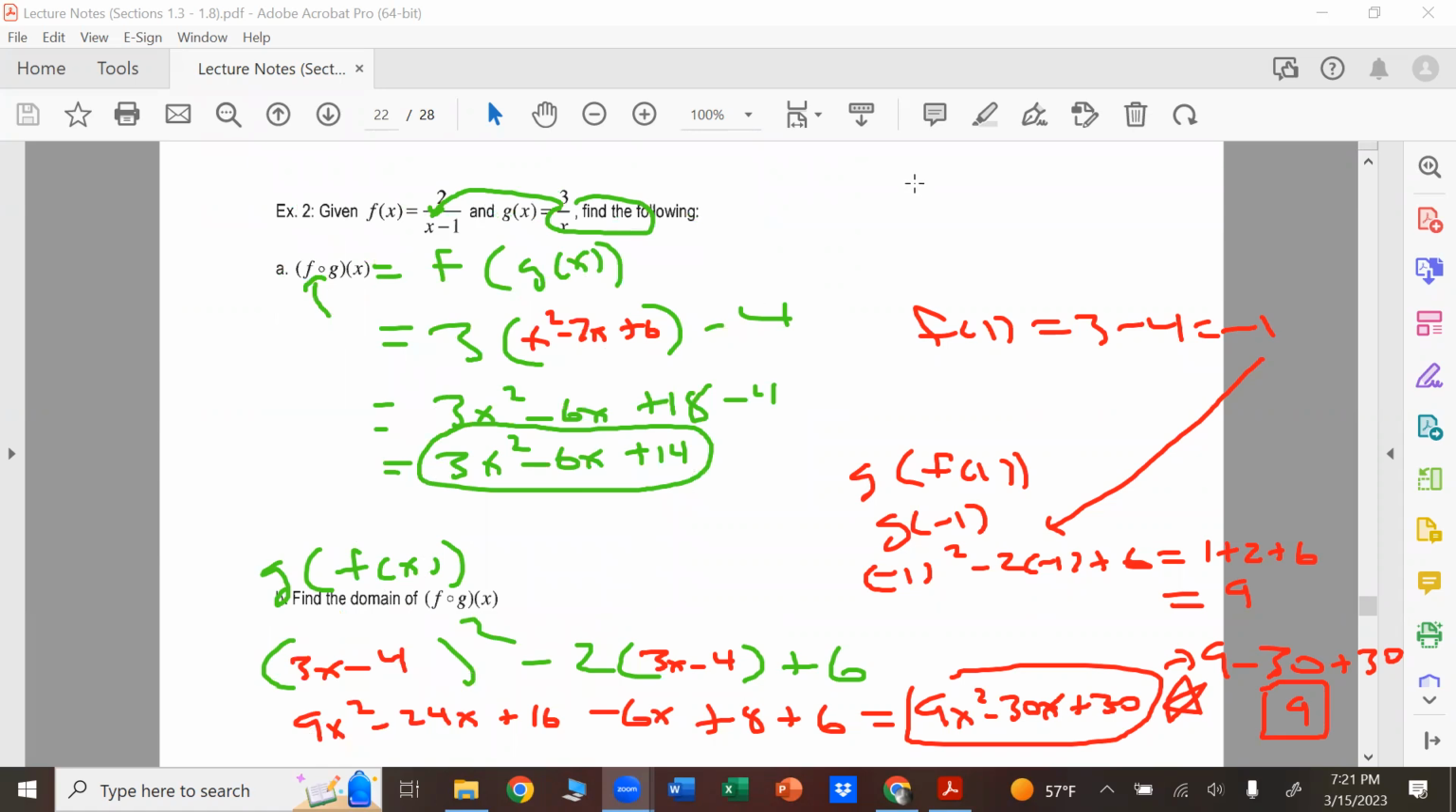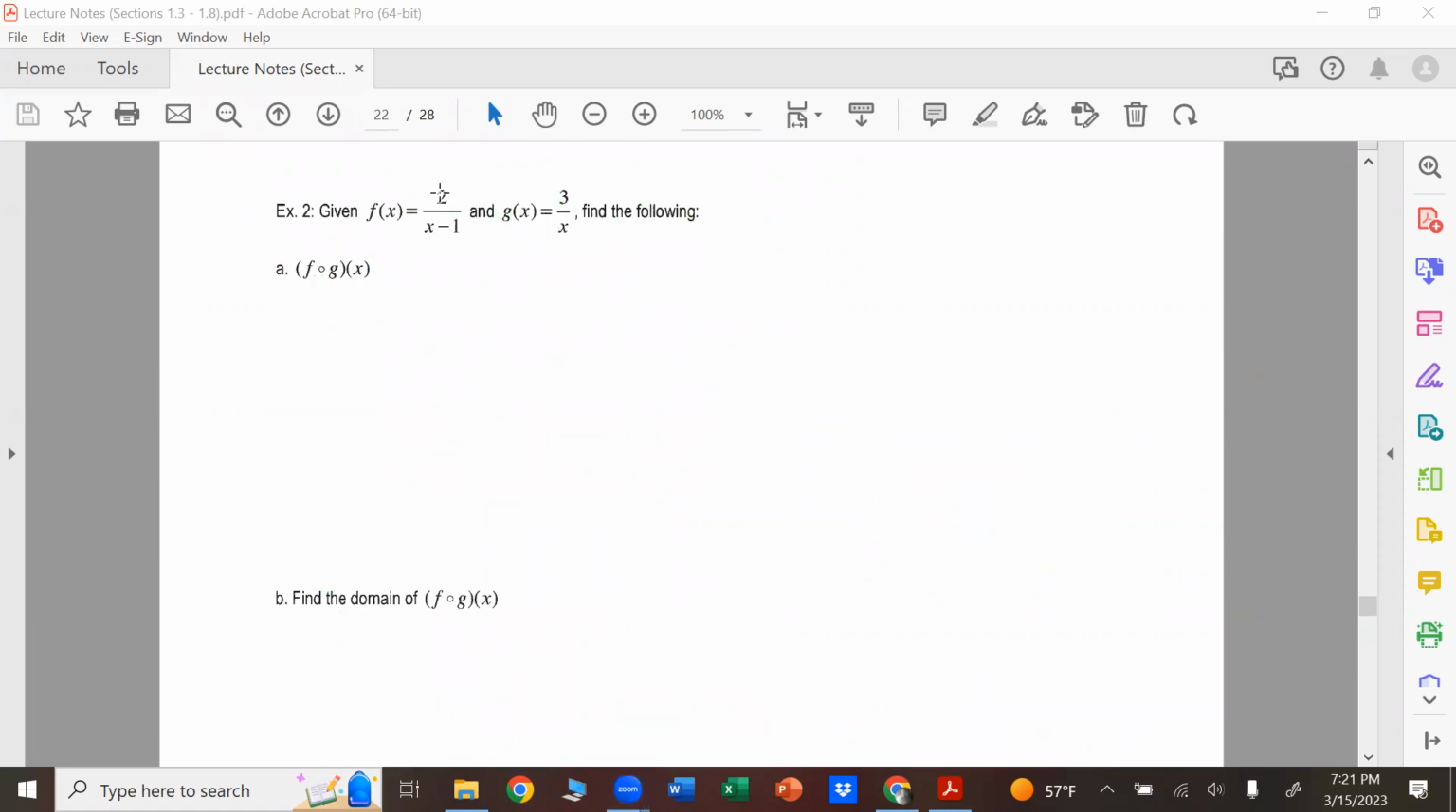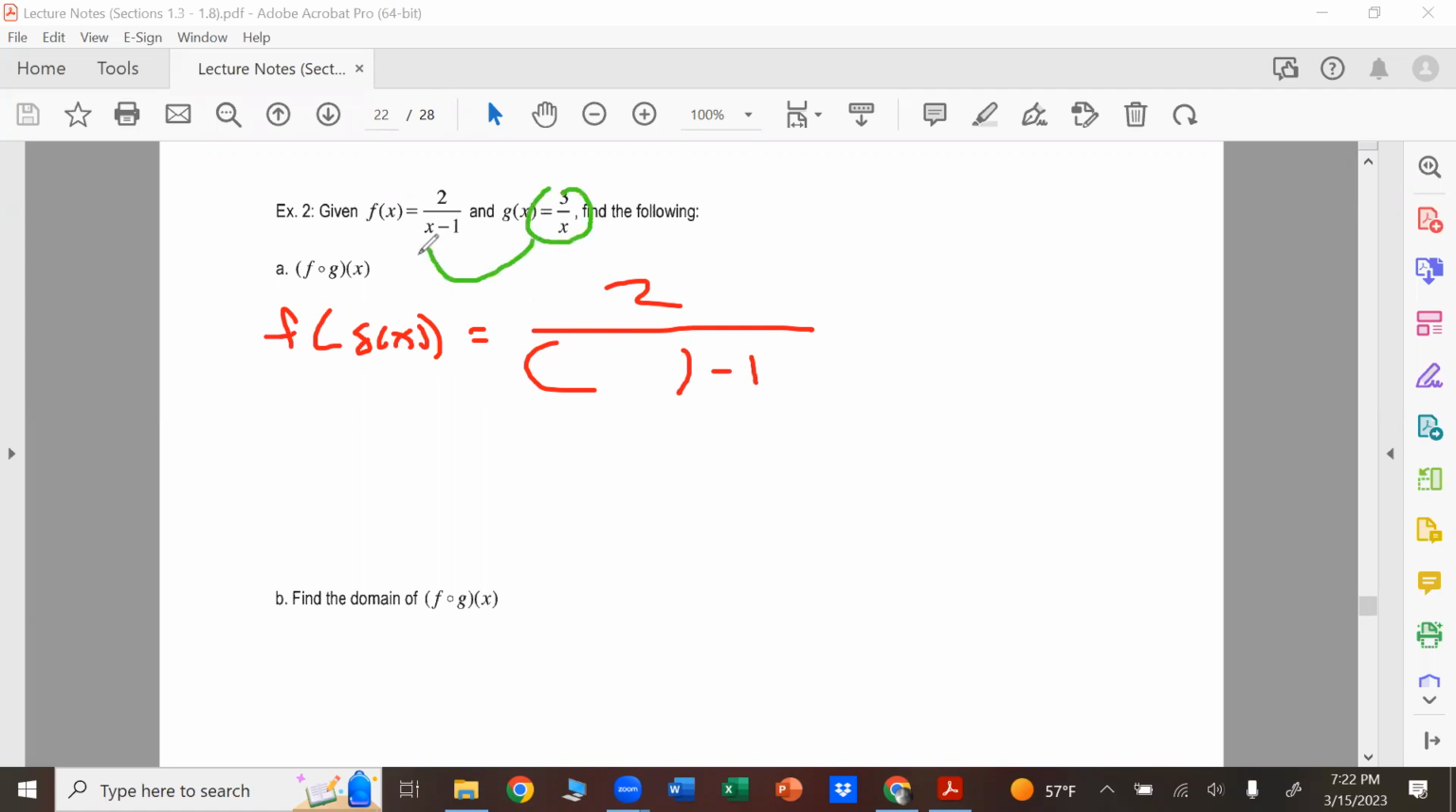Okay, let's do this again. f of g of x. Now, in this case, we've got two fractions here, or two rational expressions. So doing f of g of x, you have 2 over blank minus 1. So you're replacing x here with all this. So you put 3 over x. So that is our expression. You could clean it up if you want to, but I think it's fine if you leave it like that.